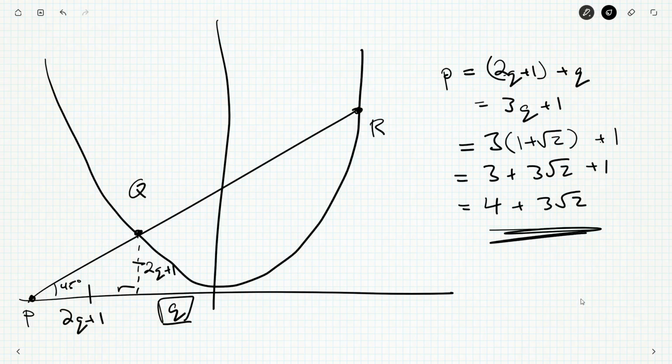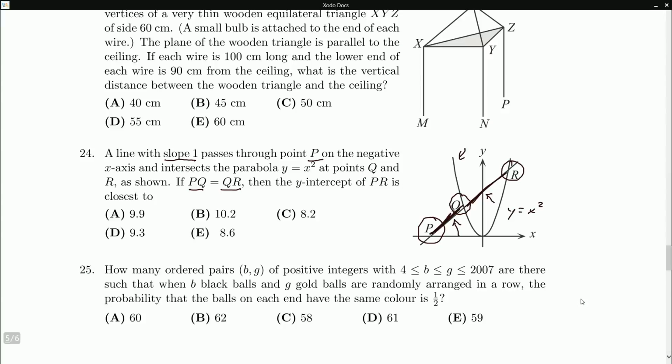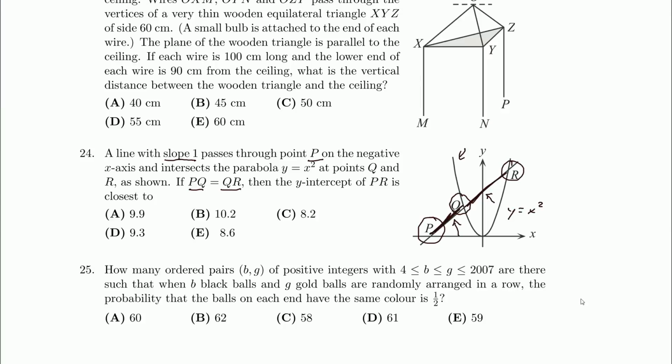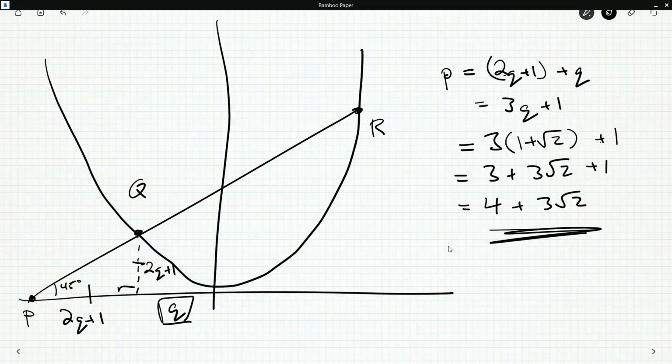And now they said closest to, as I recall. Closest to, so we're going to get out our handy calculator. And 3 times root 2 is 4.24, and we add on the 4, we get 8.24, and that's going to be an answer of C. So C is our answer to question number 24.